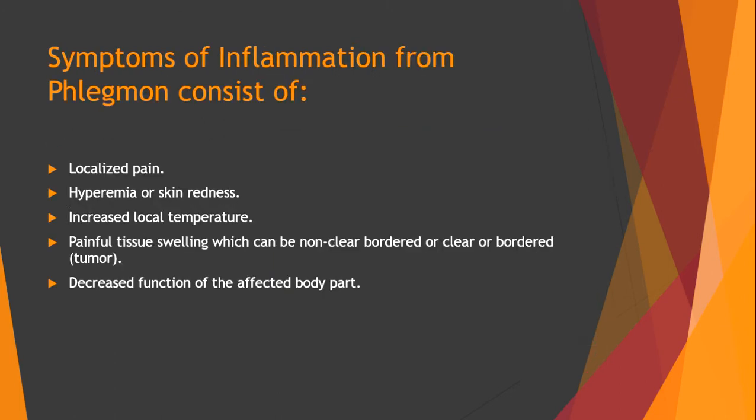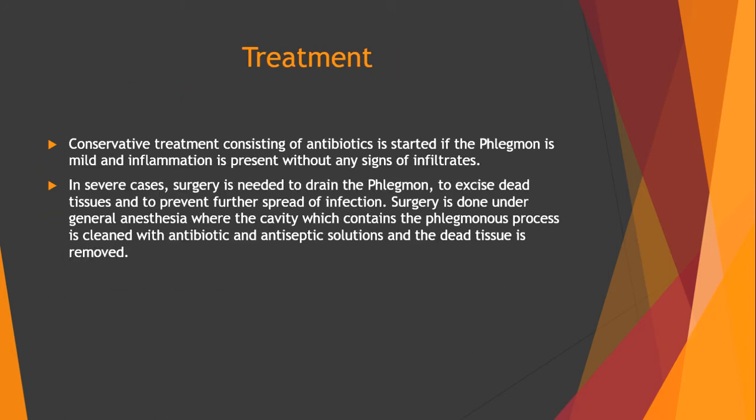Symptoms of inflammation from phlegmon consist of localized pain, hyperemia of the skin, redness, increased local temperature, painful tissue swelling which can be non-clear, or clear or bordered. It can be tumor, decreased function of the affected body part. Treatment.